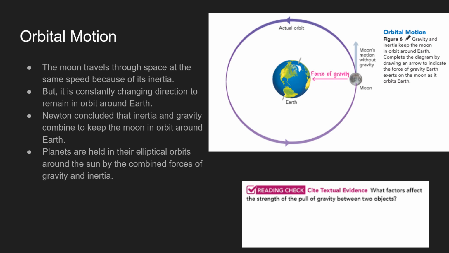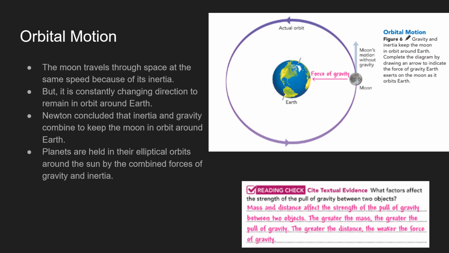All right, so now it's time to do our reading check. What factors affect the strength of the pull of gravity between two objects? Our answer is mass and distance affect the strength of the pull of gravity between two objects. The greater the mass, the greater the pull of gravity. The greater the distance, the weaker the force of gravity.